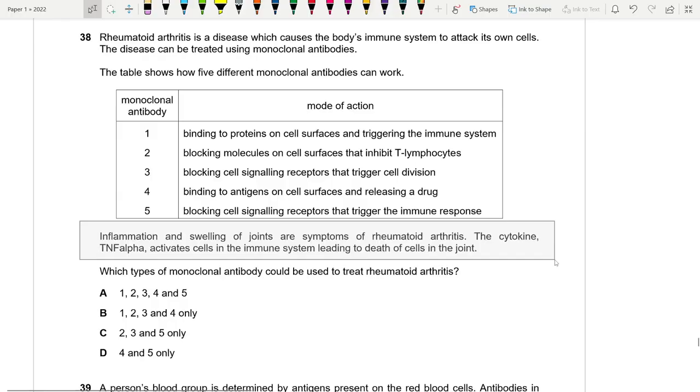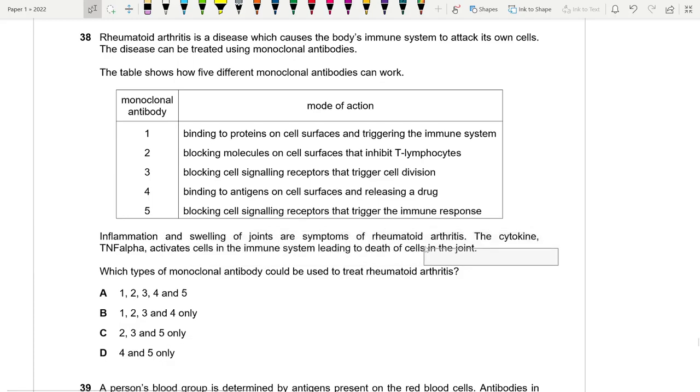Inflammation and swelling of joints are, we use the drug CTLA4. So let's see, inflammation and swelling of joints are symptoms of rheumatoid arthritis. The cytokine TNF alpha activates cells in the immune system leading to death of cells in the joint. It affects the joint, mainly joint pain, morning stiffness. Which types of MABs could be used to treat rheumatoid arthritis? Let's see. Binding to proteins on the cell surface and triggering the immune system. This would actually make it worse. Blocking molecules on the cell surface that inhibit T lymphocytes. This will also make it worse. The problem is the immune system, cells of the immune system, right? They're the problem.